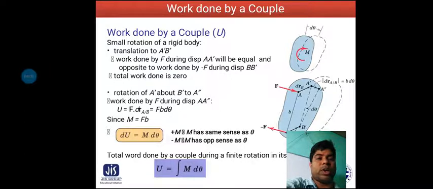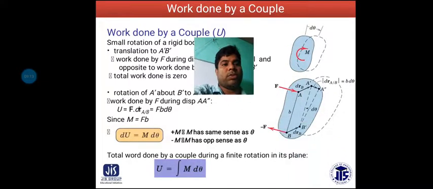So the total work done by a couple during a finite rotation in its plane, so U is equal to the integration of M into d theta.